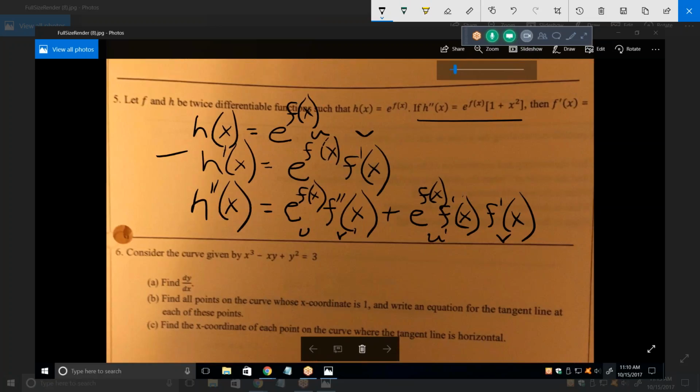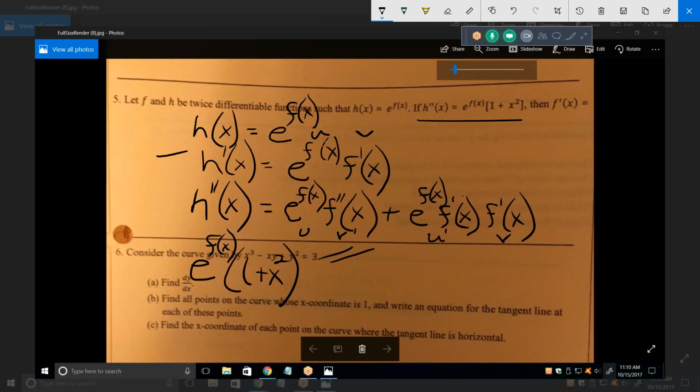Now they tell us what h double prime of x is equal to. So down here, I'm going to write what it's equal to. e to the f of x times 1 plus x squared. And that's supposed to equal that whole thing.